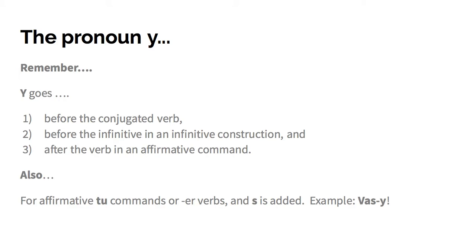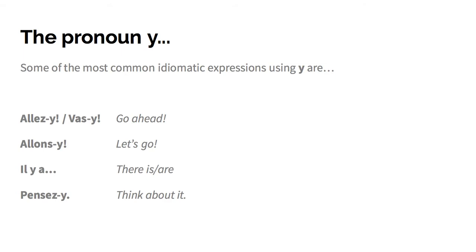Now, you also have some commonly used phrases with these. For an affirmative command of an ER verb, the S is added. For example, vas-y. You might hear a French person say allez-y or vas-y, which means go ahead. Allons-y, let's go. Il y a, there is or there are, and pensez-y, think about it. Those are things you'll hear French people say a lot, especially allez-y or vas-y. Think about that awkward situation when you're opening the door at the store and someone else is too, and they say, go ahead, go ahead. So, allez-y, vas-y, you'll hear people say that a lot.